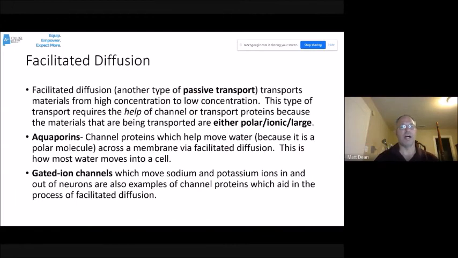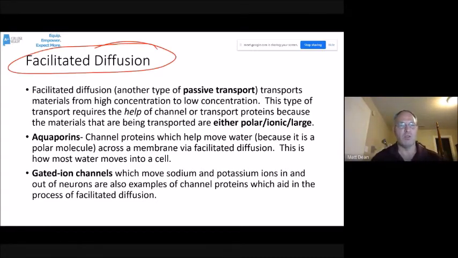All right, we've got a couple more types of cell transport that we want to briefly mention. One of those is facilitated diffusion. So the word facilitate means essentially help. Facilitated diffusion is a type of passive transport. Essentially, it's a type of diffusion where the solute needs help to make it through the cell membrane. And that help is provided by a channel protein, a protein that's embedded in the cell membrane. So facilitated diffusion is the transport of materials from high concentration to low concentration through a channel protein.